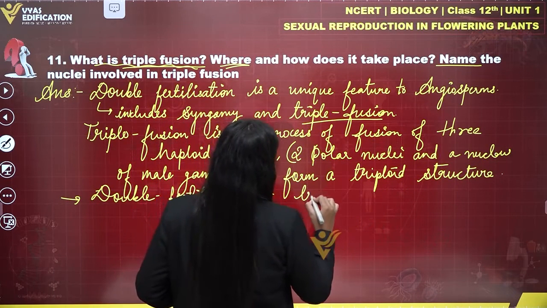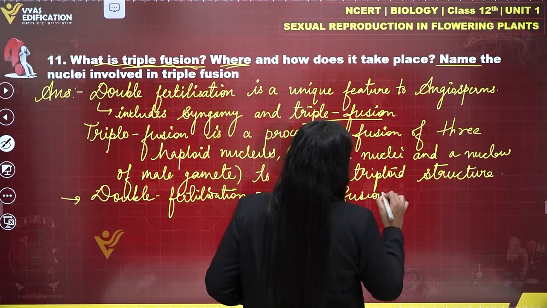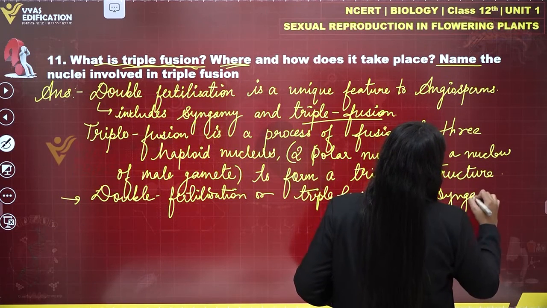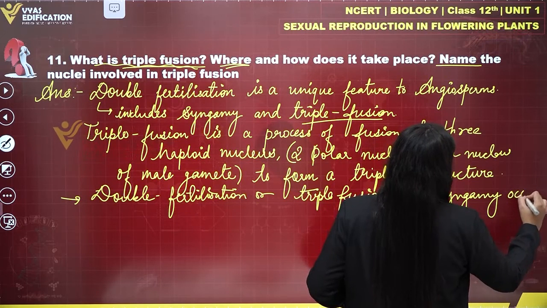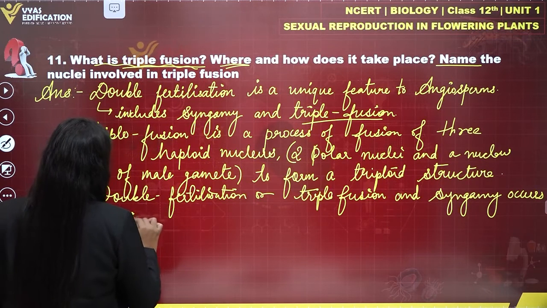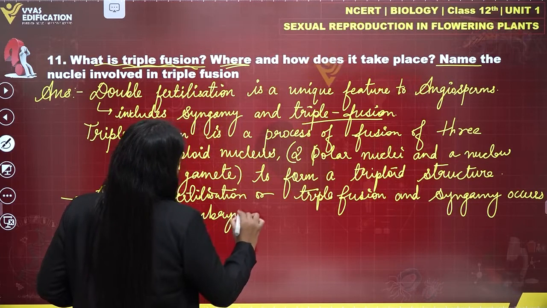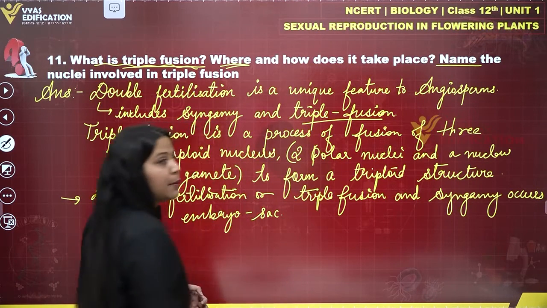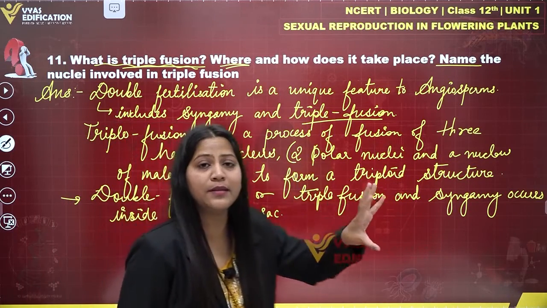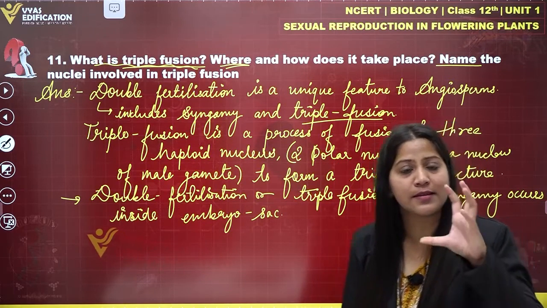double fertilization, or triple fusion and syngamy, occurs inside the embryo sac, which is the female gametophyte. Alright, how does it take place? We already know that. There is a presence of an egg cell in the egg apparatus inside the embryo sac.